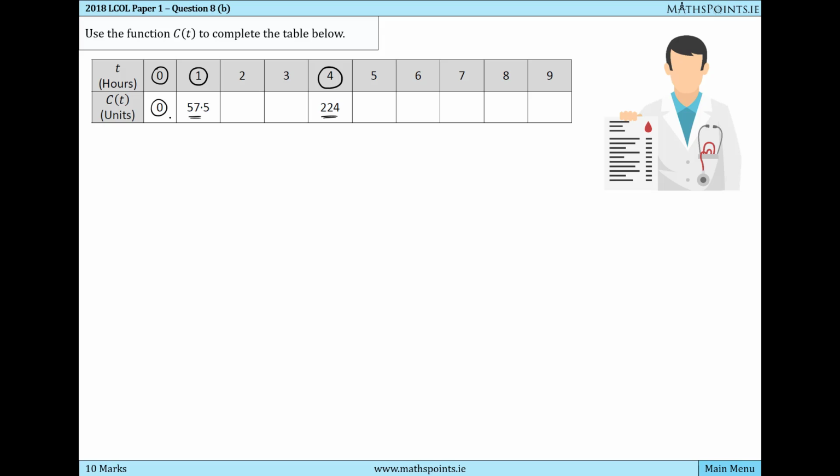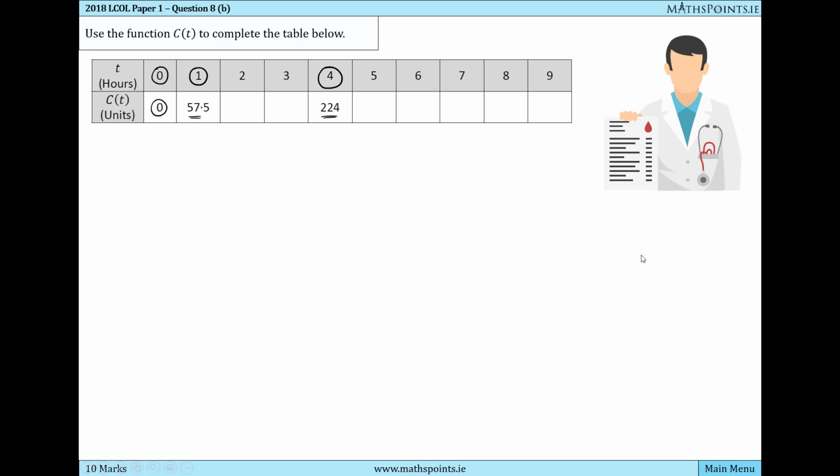And then after 1 hour, they've told us that there's 57.5 units of the drug left in our bloodstream. Sometimes they give you a couple of answers so that you can see what method you would use to find the rest, and then just check it with 0, 1 and 4 and make sure that the method that you're using does indeed give you that amount of units for each of those hours. So we're going to find the number of units after 2, 3, 5, 6, 7, 8 and 9 hours.